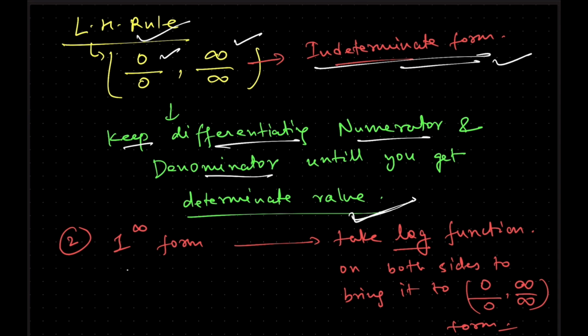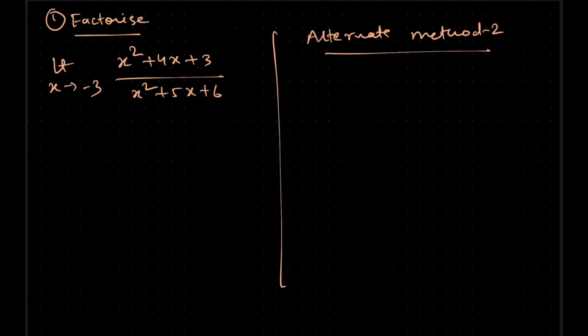I was talking about the 1 to the power infinity form. You have to take log on both sides so that we can bring it to the 0 by 0 or infinity by infinity form, so that you can apply the LH rule. We will see some examples. Here, you can solve this problem by two methods: either apply the LH rule, or the other one, the factorization method.